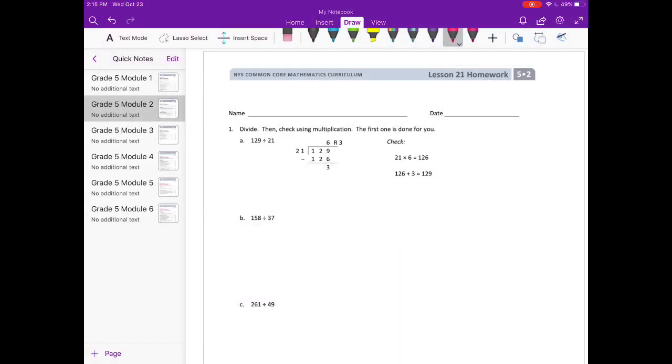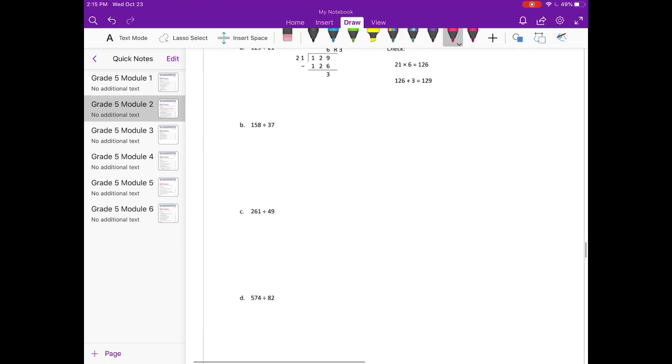Lesson 21 homework. Divide, then check using multiplication. The first one's done for you. 158 divided by 37.